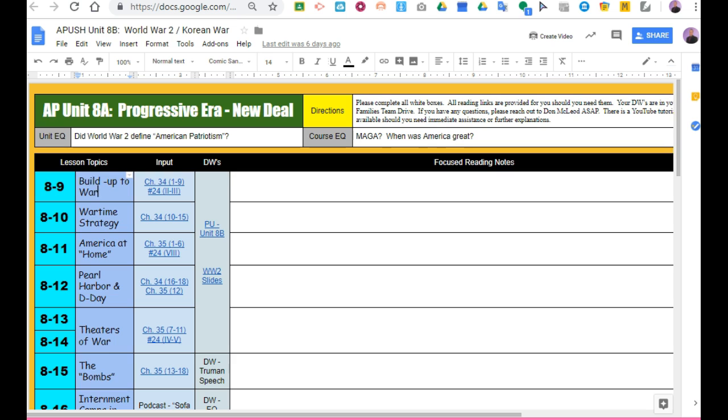So we're going to look over this today, and I'm just going to give you a brief tutorial on the expectations in terms of your focus reading notes and really what is going to help you best when it comes time for the AP test in U.S. history. So as we can see on our inputs here, we'll use the example for Unit 8A.